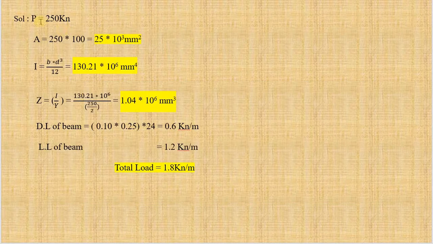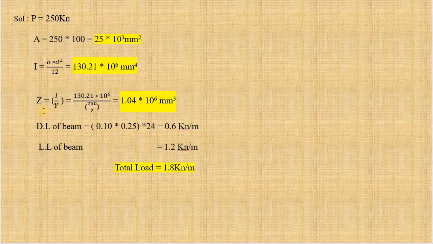So first I have written whatever data they have given, that is P equal to 250 kilonewton. Next, the calculation of the area. Area is 250 mm by 100 mm, so it is 25 into 10 power 3 mm square. I is moment of inertia. For rectangle, we know the formula as BD cube by 12. B is 100, depth is 250, so it is 130.21 into 10 power 6 mm power 4 for I section.